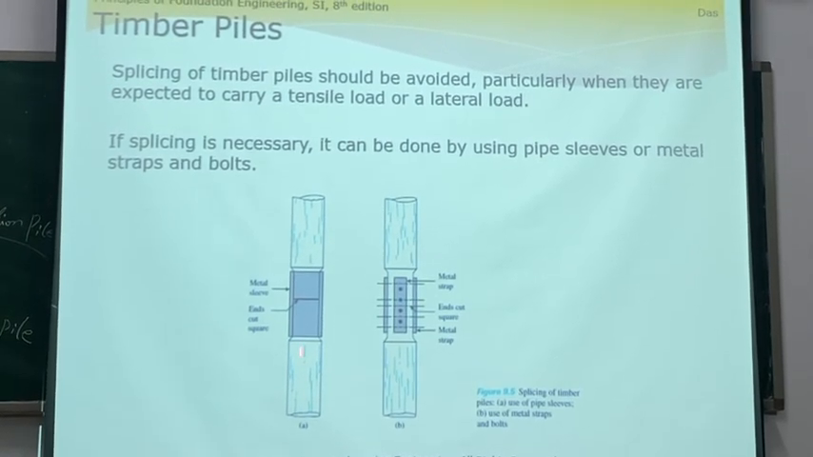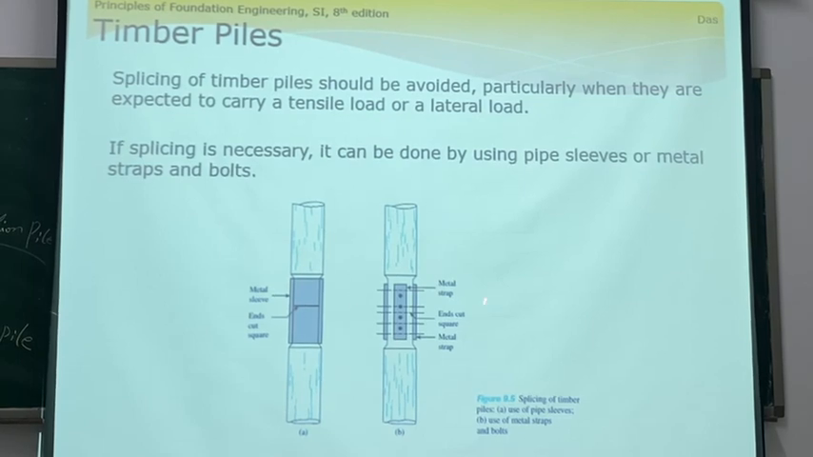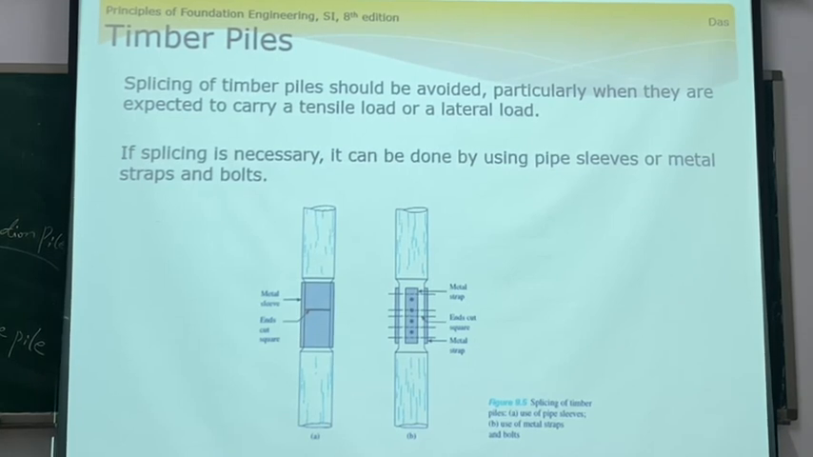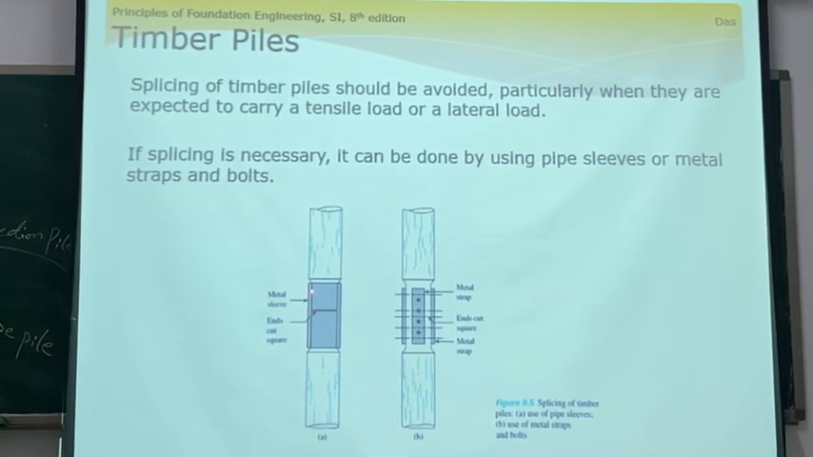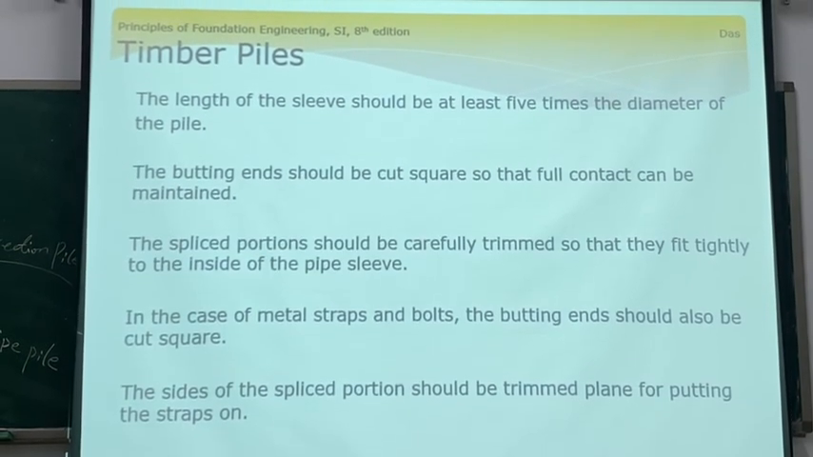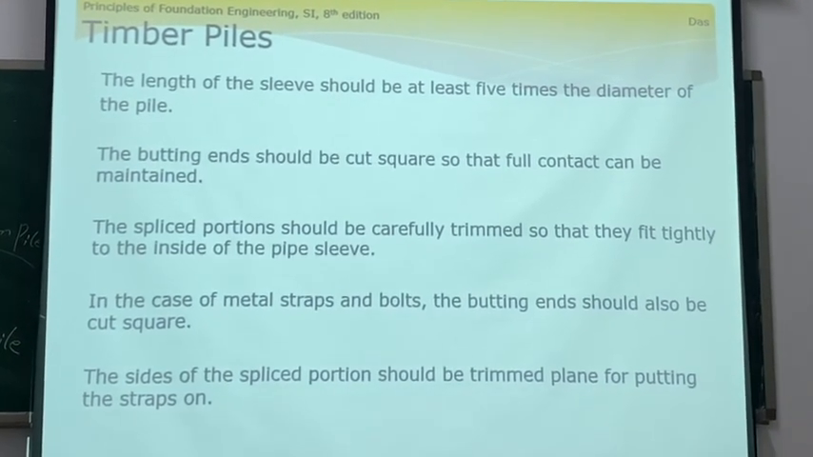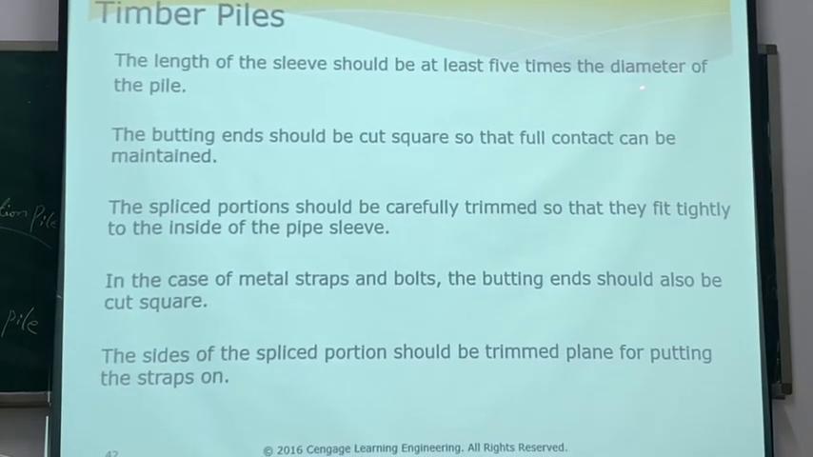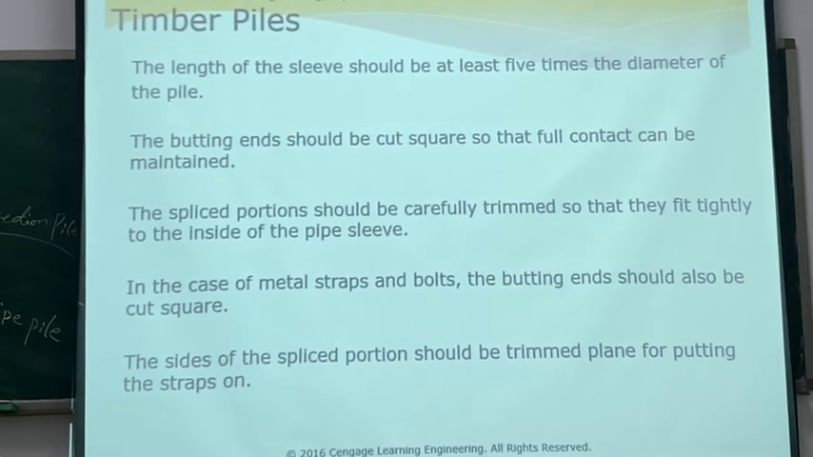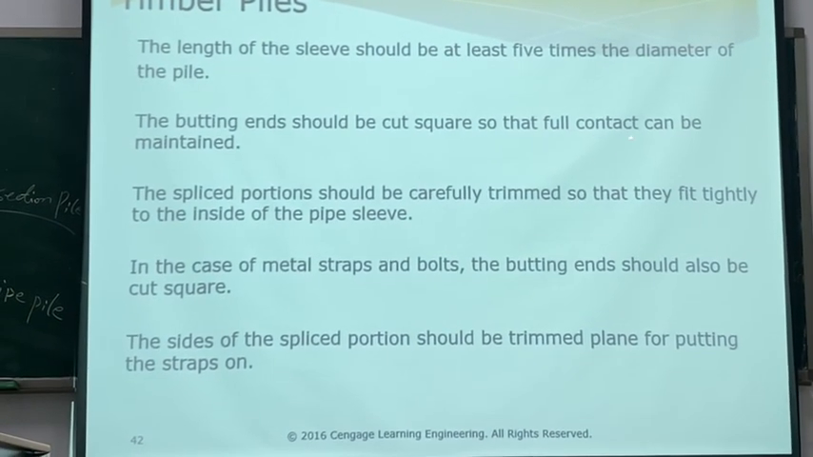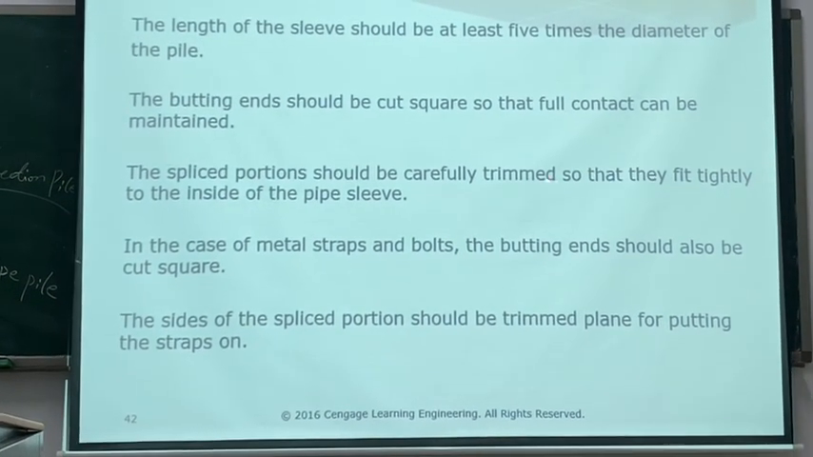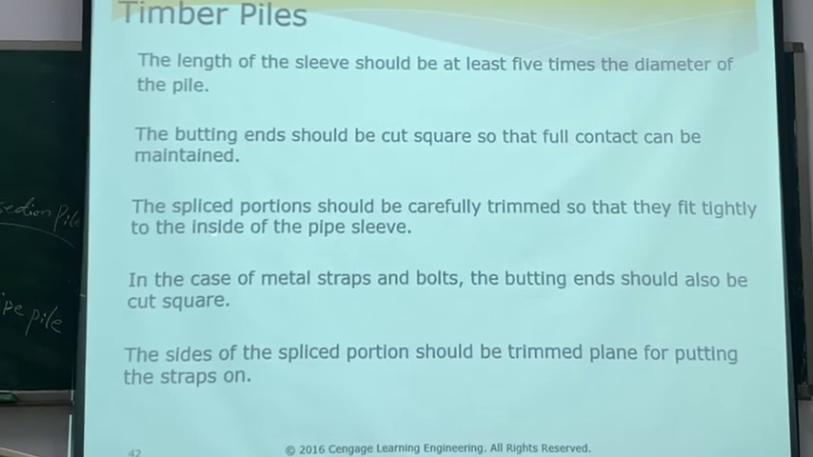To drive the timber pipe, use this, the tips. This is like the steel pipe. That's a driving method. Is the same. And the next is the length of the sliver should be at least 5 times of the diameter of the pipe. The bottom end should be cut square so that further contact can be maintained. The cement point should be carefully trimmed so that they fit tightly to the inside of the pipe steel.